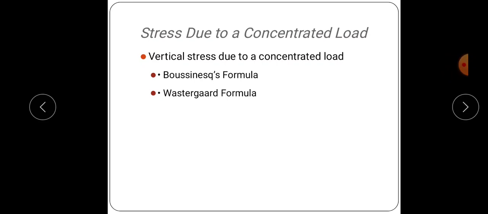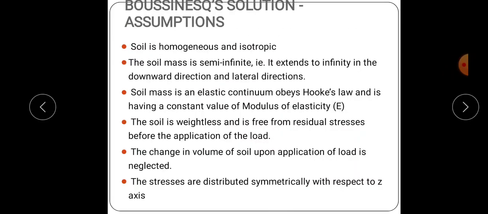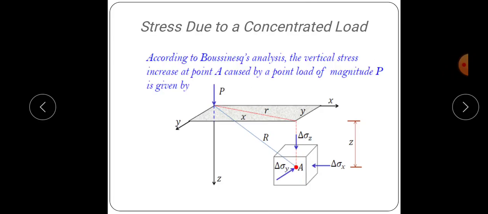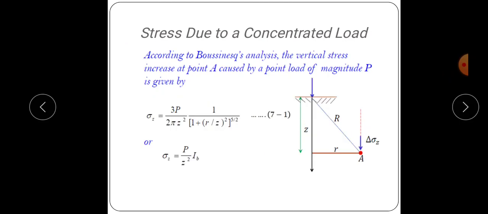In order to find the vertical stress due to a constant load, there are mainly two methods. The first is the Boussinesq equation, and the second is Westergaard's formula. But in your syllabus only the Boussinesq equation is there. So what is the equation for finding the vertical stress due to a constant load by Boussinesq theory?